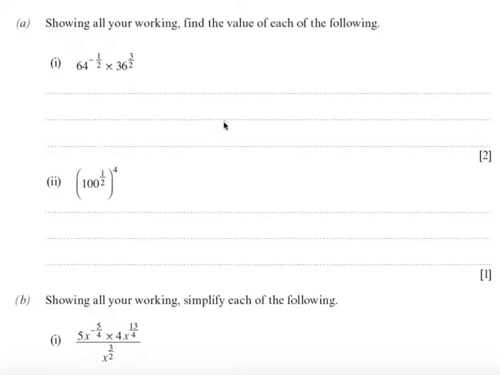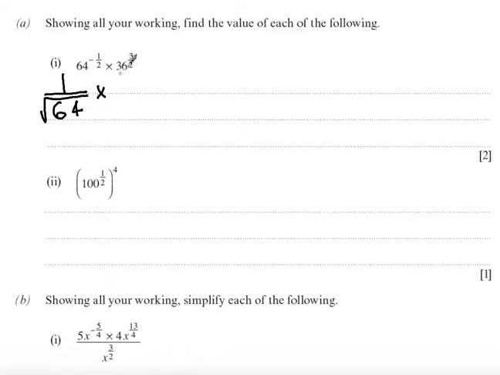Showing your working, find the value of each of the following. So starting off with 64 to the power of minus a half times 36 to the power of 3 over 2. So 64 to the power of minus a half, I know initially this is a reciprocal because we've got a negative index, and so this is 1 over 64, and this half means this is a square root, so I've got 1 over the square root of 64.